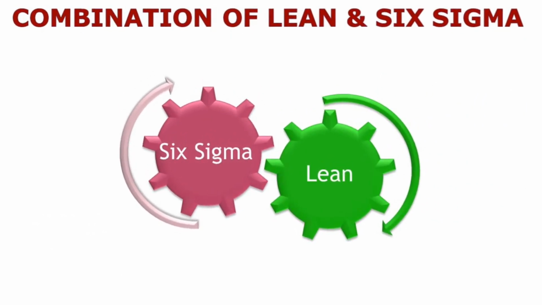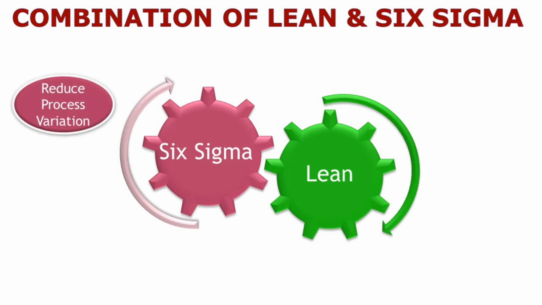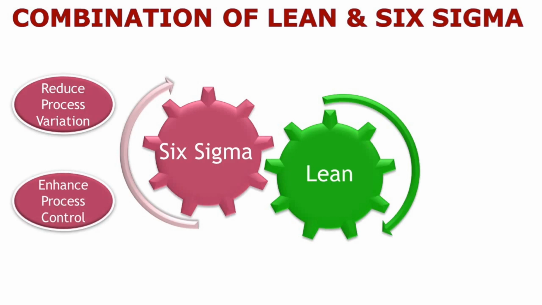Let's explore the dynamic combination of Lean and Six Sigma. These two methodologies work hand in hand to achieve process excellence. Six Sigma primarily focuses on reducing process variation and enhancing process control. Think of it as ensuring that your process consistently hits the bullseye. It's about making things better by minimizing errors and variations.